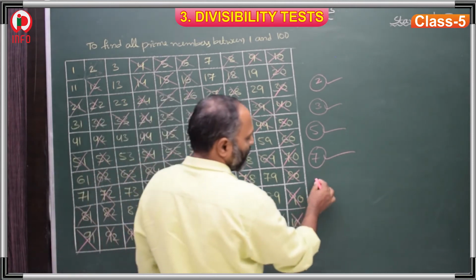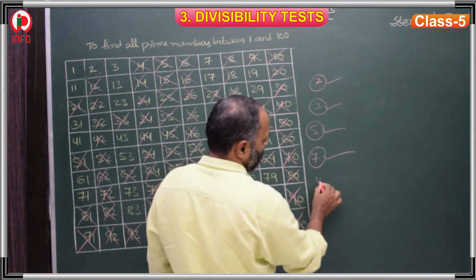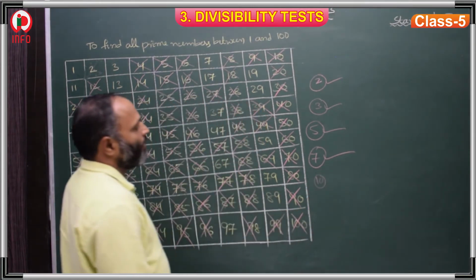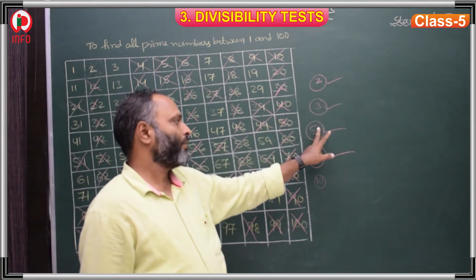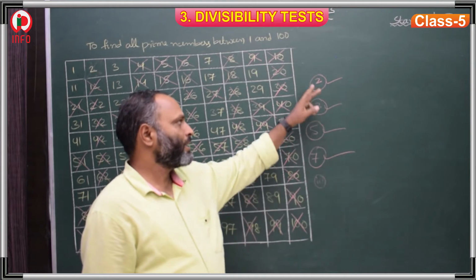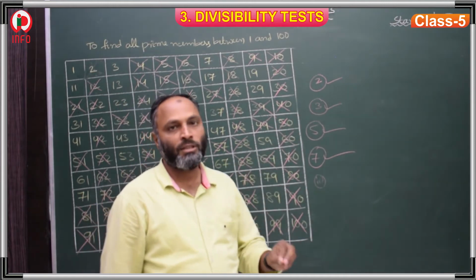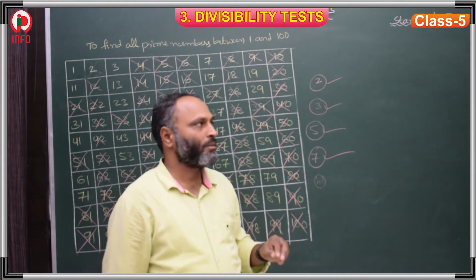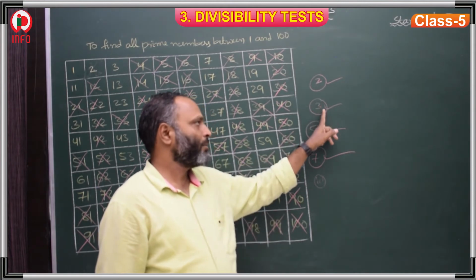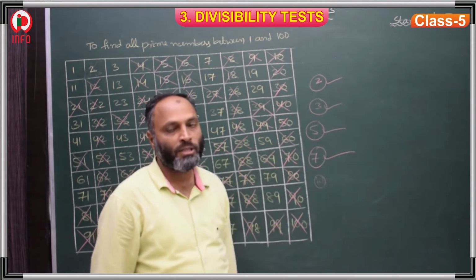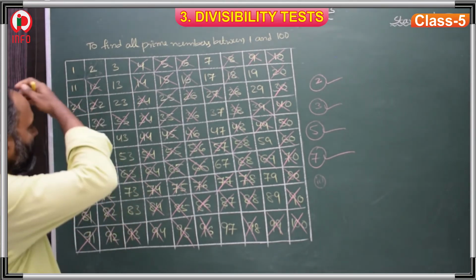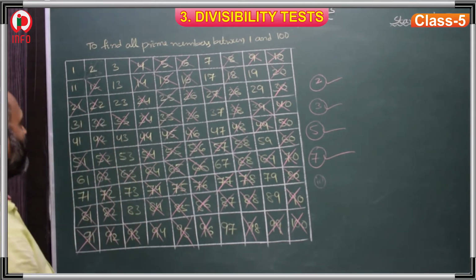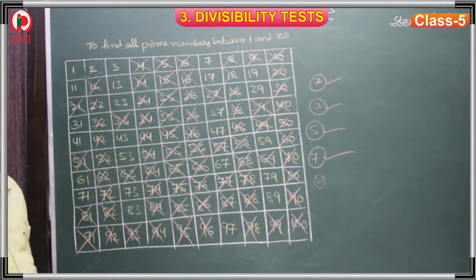Then 8, 9, 10, no need to check. So then all are cancelled. We have to check in the 2 table, 3 table, 5 table and 7 table, and cancel all those multiples. Then whatever is left, you make a circle.